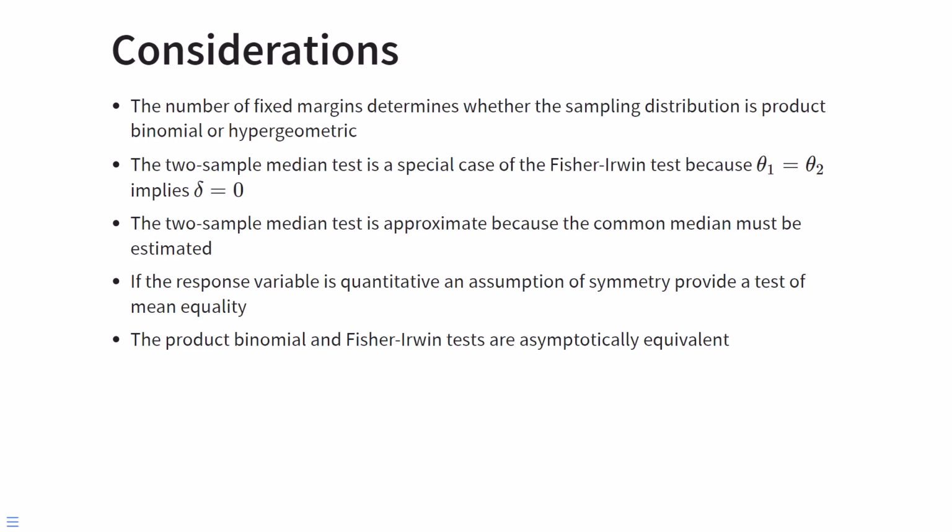If the response variable is quantitative, an assumption of symmetry provides a test of mean equality. That is, if we assume that the distributions for the two samples are each symmetrical, then we can do a test of the mean that is a competitor to the t-test without needing to know that they're normally distributed, just that they're symmetrically distributed. That's because the mean and the median are going to be equal with symmetry. The product binomial and the Fisher-Irwin test, as we have seen, are asymptotically equivalent. That is, the test statistic for each of these approaches a distribution that's approximately a chi-square.